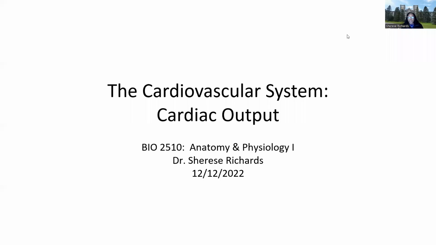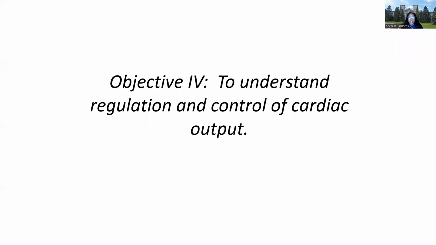All right. So our fourth and final objective is to understand regulation and control of the cardiac output. Just to recap what we've discussed so far, we've talked about the anatomy of the heart, the various structures, the chambers, the valves, the flow through the heart. We talked about the electrical activity of the heart, the pacemaker cells, which set the rhythm, the contractile cells, which distribute that and contract the chambers. We've talked about how the electrical impulse moves through the heart.